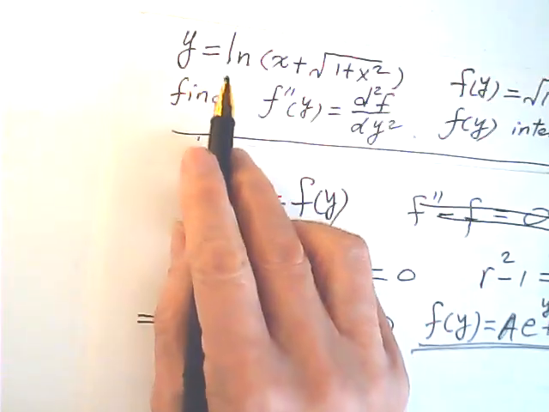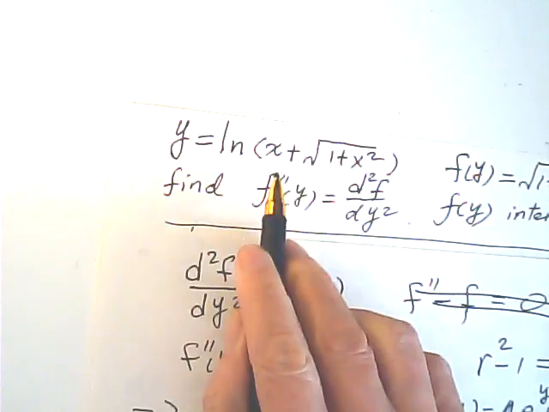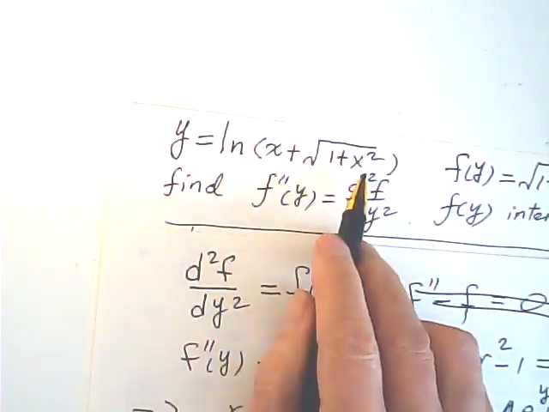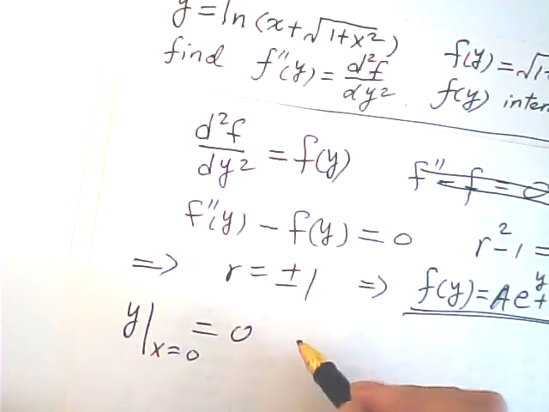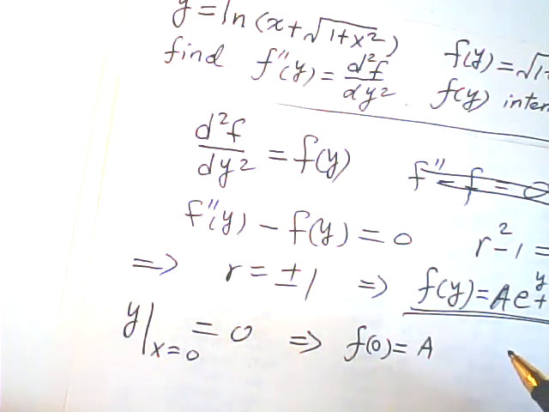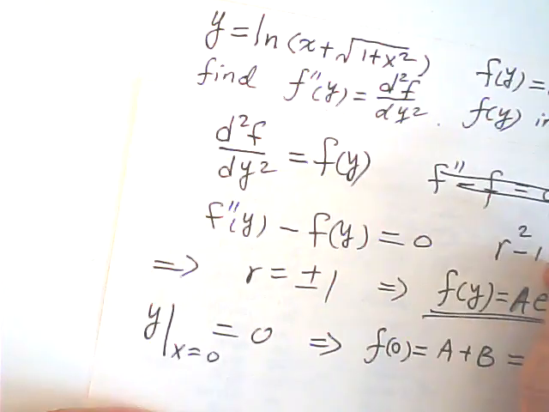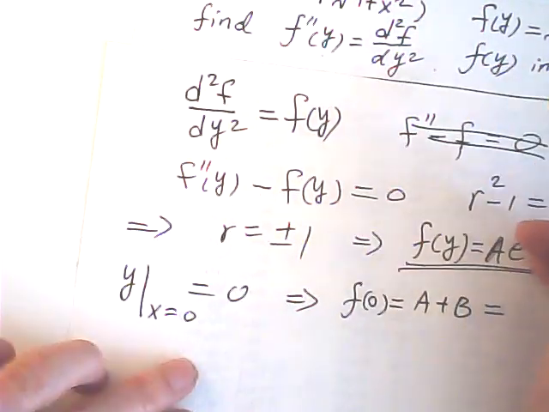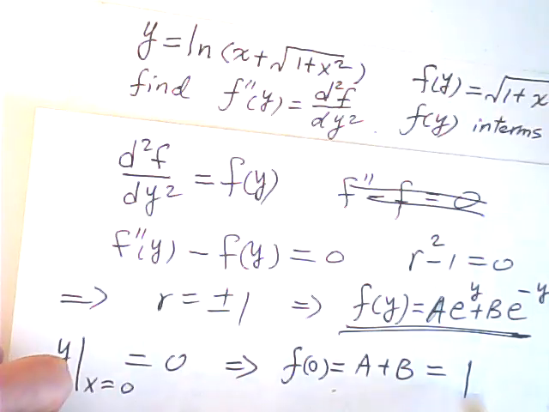Now, from this one, we know that when x is equal to 0, y will be log of 1, right? So log 1 is 0. So this means f of 0 is equal to a plus b. But we know that f of 0, when x is equal to 0, is equal to 1. So a plus b is equal to 1.